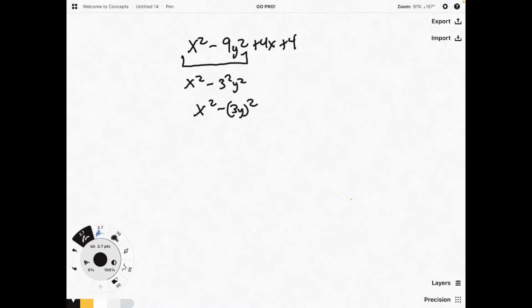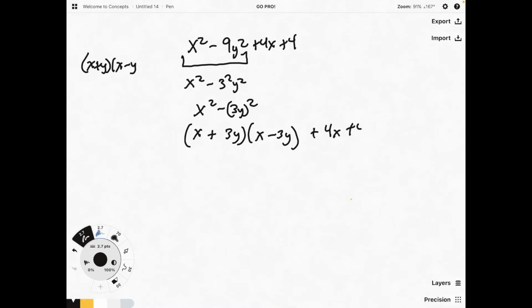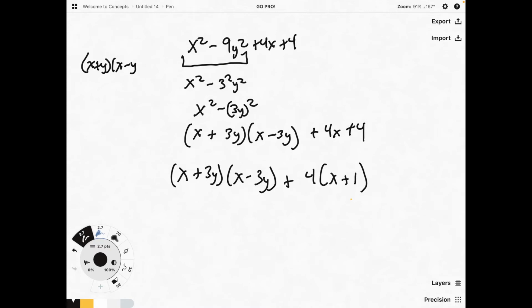With the difference of squares, we know that we have x plus y and then x minus y. We have our value of x, which is x. We also have our value of y, which is 3y. And then we multiply that by the x minus 3y. And then we still have the rest of the expression, 4x plus 4. Okay, let's see what else we can do. We see that we can factor out a 4, so now that leaves us with x plus 3y, x minus 3y, plus 4 times x plus 1. Now, this is as factored down as this can possibly go.